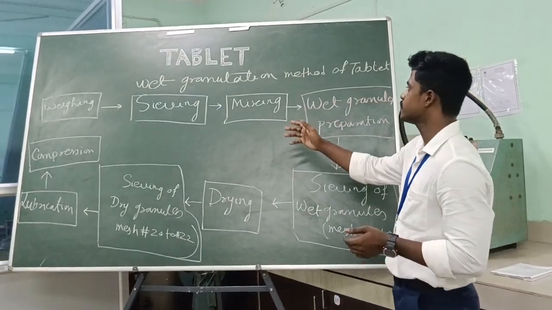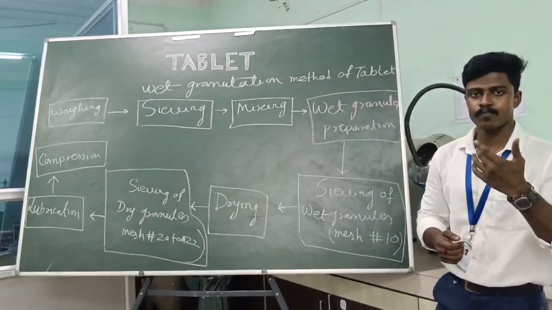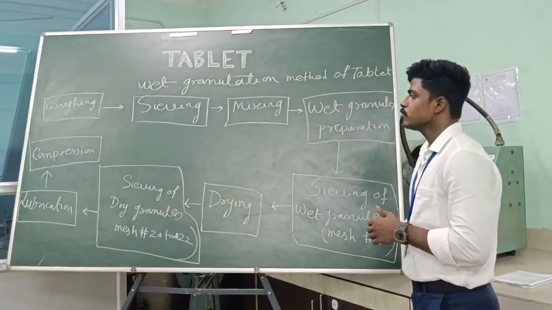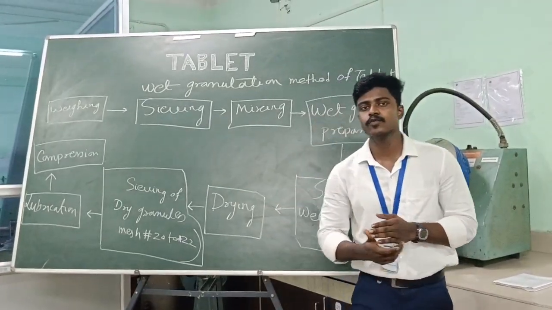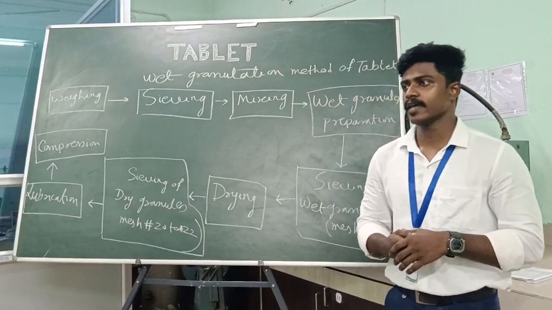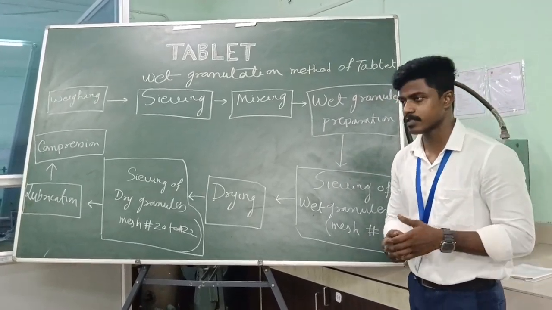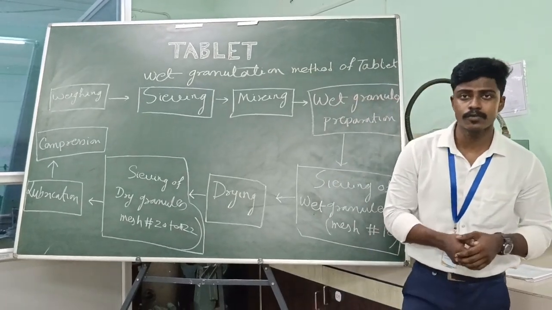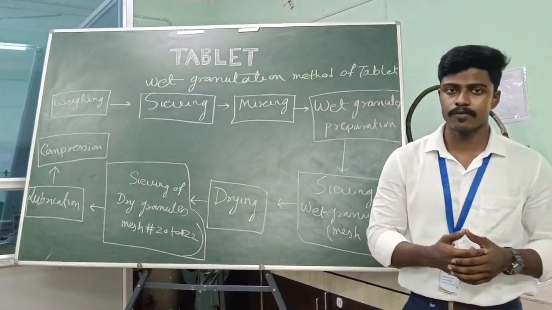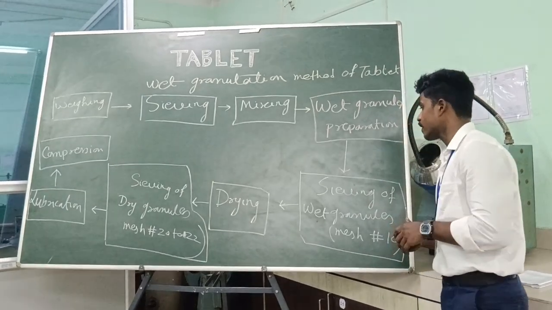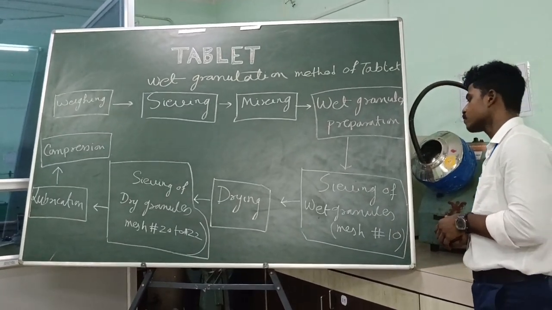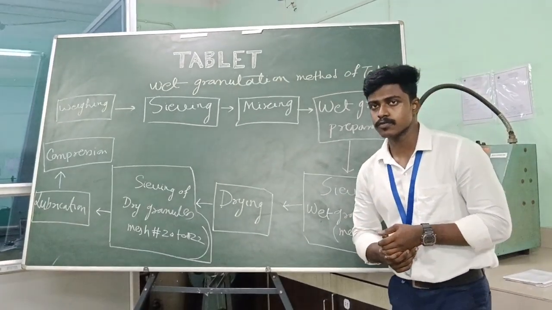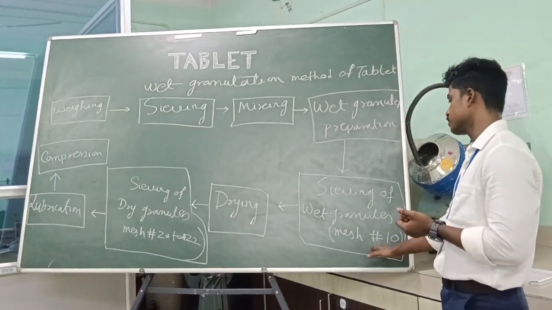And next one is mixing. We have to mix all APIs and excipients. Next one is preparation of wet granules. Then we have to prepare the wet granules with the help of starch slurry or starch paste. Starch works as a binder. Or we can also use PVP, polyvinyl pyrrolidone, as a binder. Next one is sieving of wet granules through mesh number 10. Then we have to sieve the wet granules through the mesh 10.